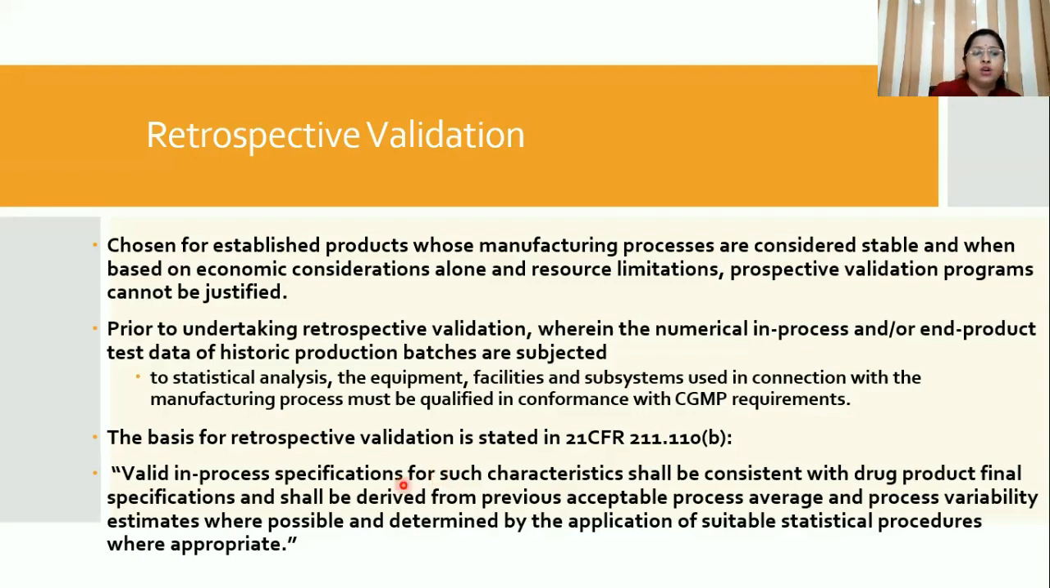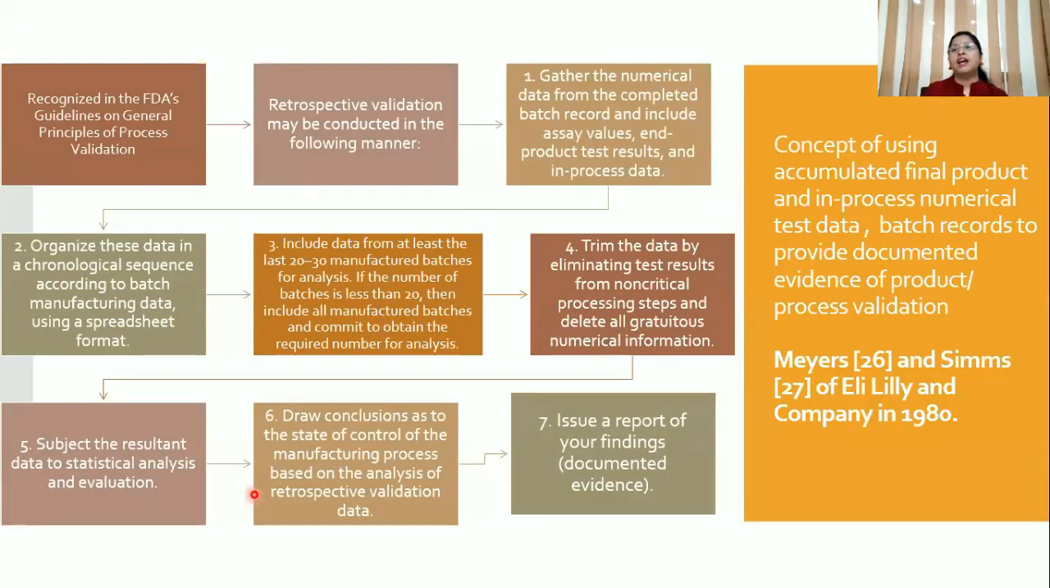Okay, so this is retrospective validation: a valid in-process specification for such a characteristic shall be consistent with the drug product final specification. Whatever you are preparing should be consistent with the final product specification. It should match the final product specification and shall be derived from the acceptable process average and process variability estimates. These are the steps for retrospective validation.